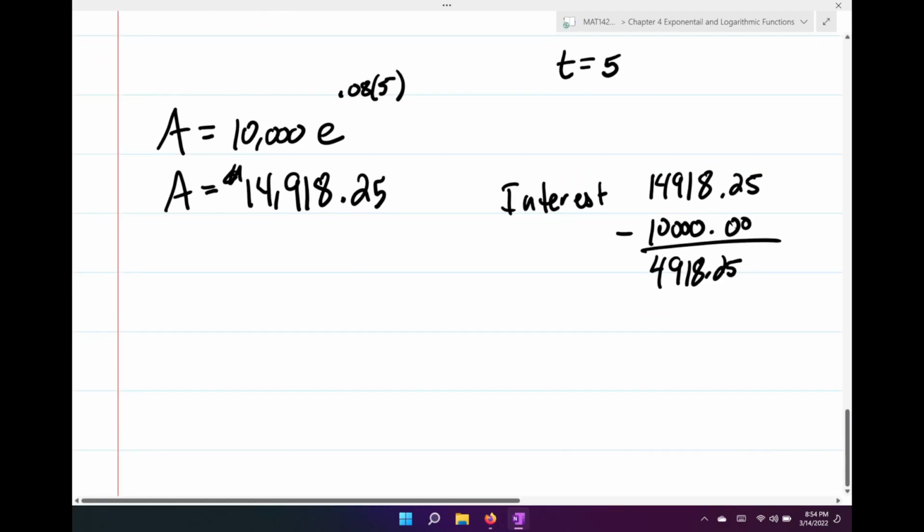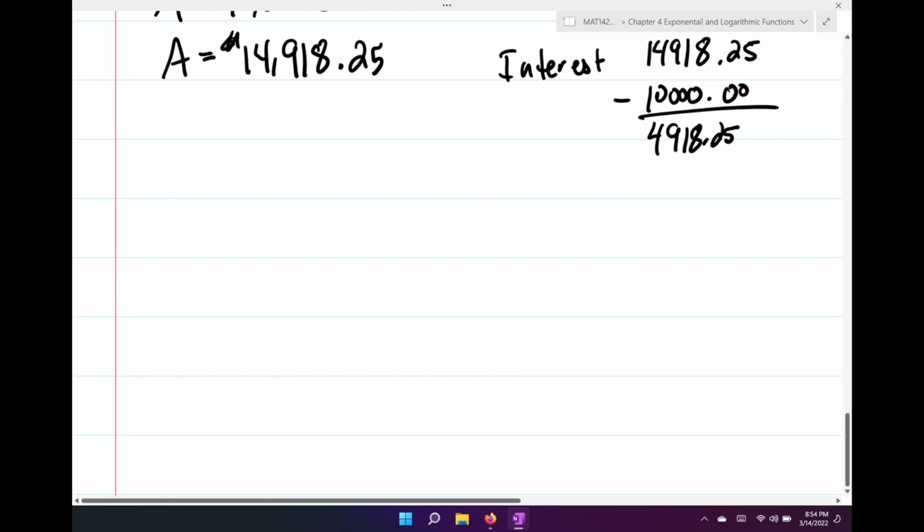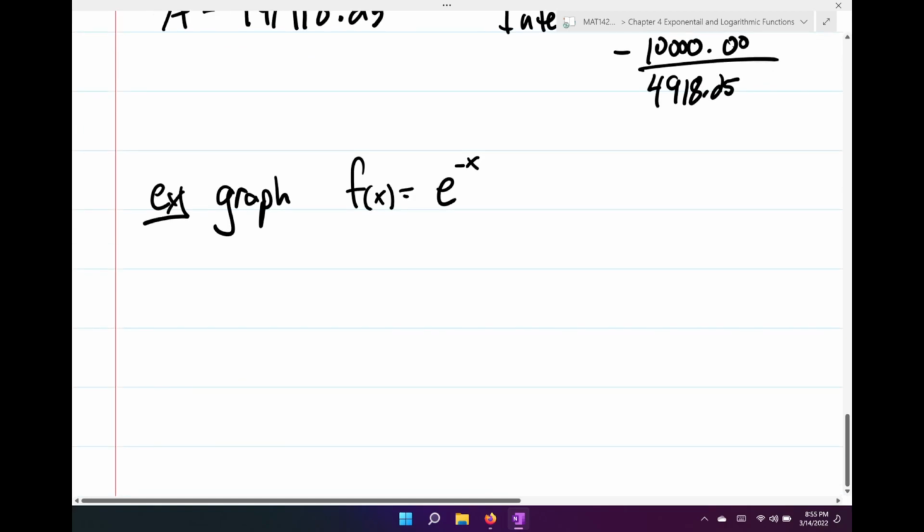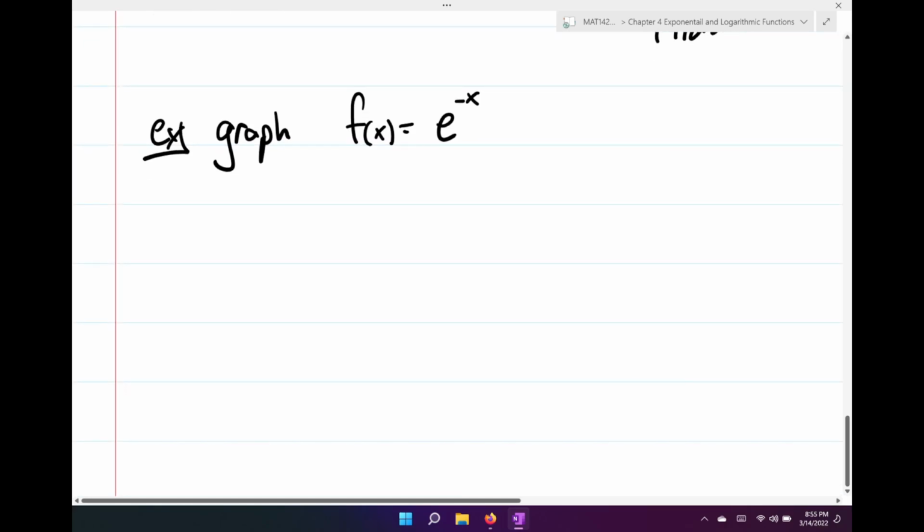The last thing I want to go over real quick, it's very simple. What if we wanted to graph f of x equals e to the negative x? Well, there's two ways to look at this. You can have an idea of what this is going to look like, or what we could do is just rewrite this as 1 over e to the x.